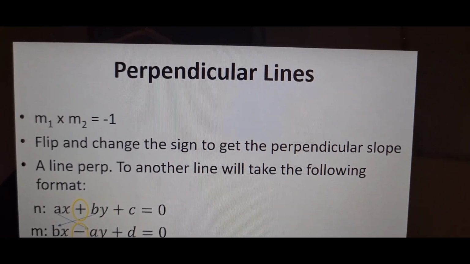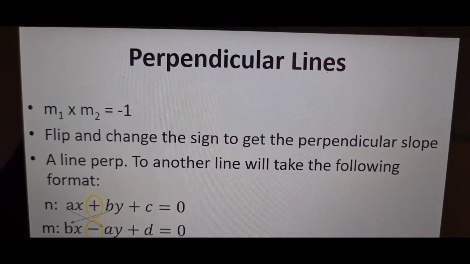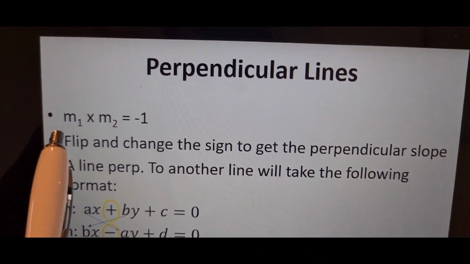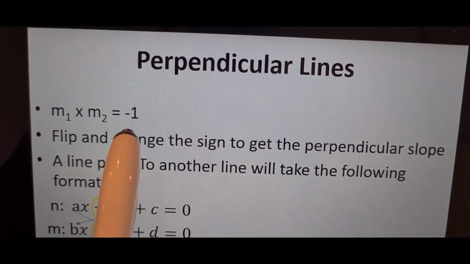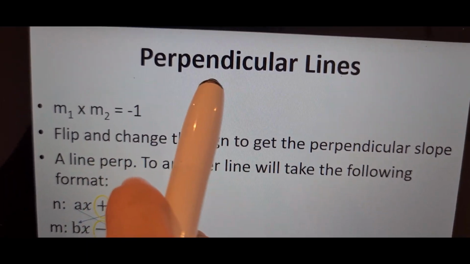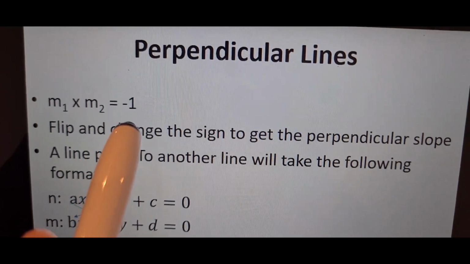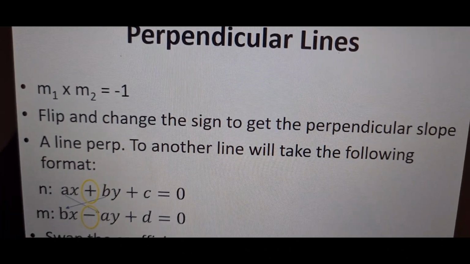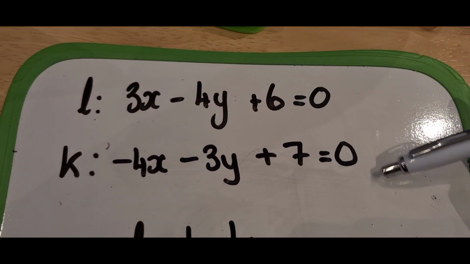Next, we're looking at perpendicular lines. So when we want to prove that two lines are perpendicular, the proof will be if you get their two slopes, remember m represents the slope, the slope of line 1 multiplied by the slope of line 2 will give you an answer of minus 1. That's important to remember. That's the formula to prove that two lines are perpendicular. If you multiply their two slopes, you should get an answer of minus 1 if and only if they are perpendicular lines. Okay? So let's say we are given the following two lines, line L and line K.